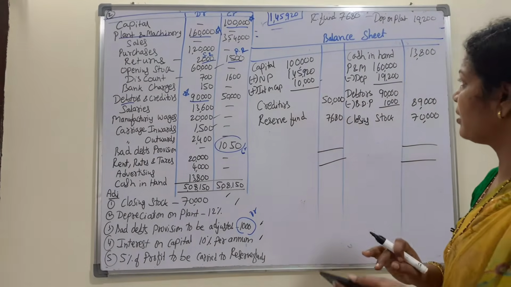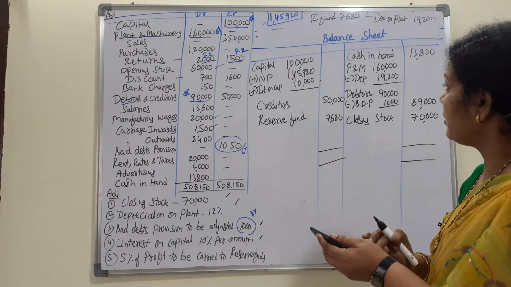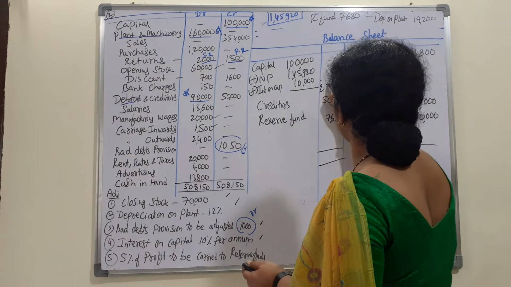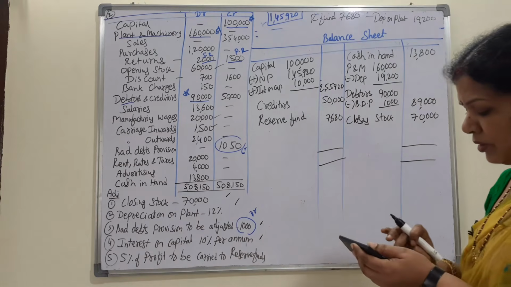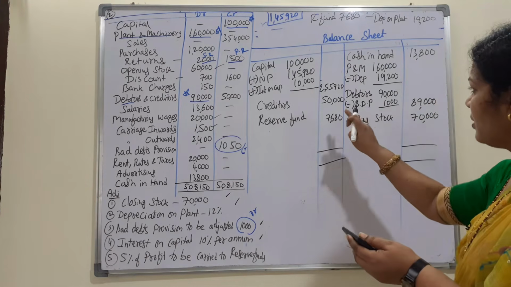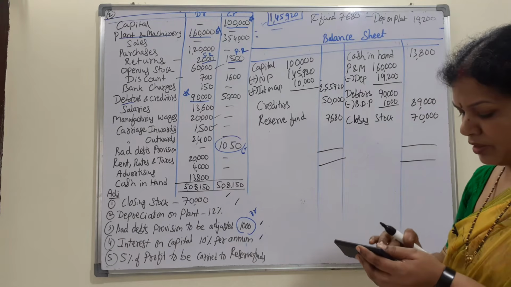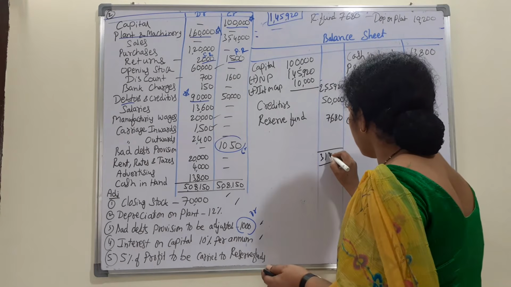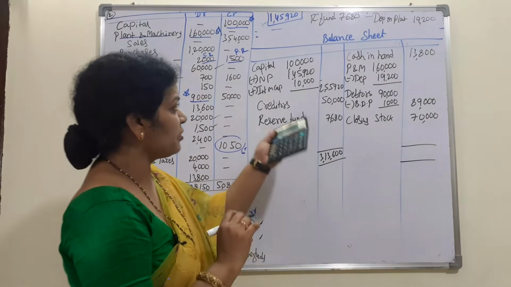First we'll do the internal calculations. 1 lakh plus 1 lakh 45 means 2 lakh 45. 2 lakh 45,920 plus 10,000 means 2 lakh 55,920. 2 lakh 55,920 plus 50,000 plus 7,680 means 57,680. It comes to 3,13,600. It must be same on the credit asset side also.